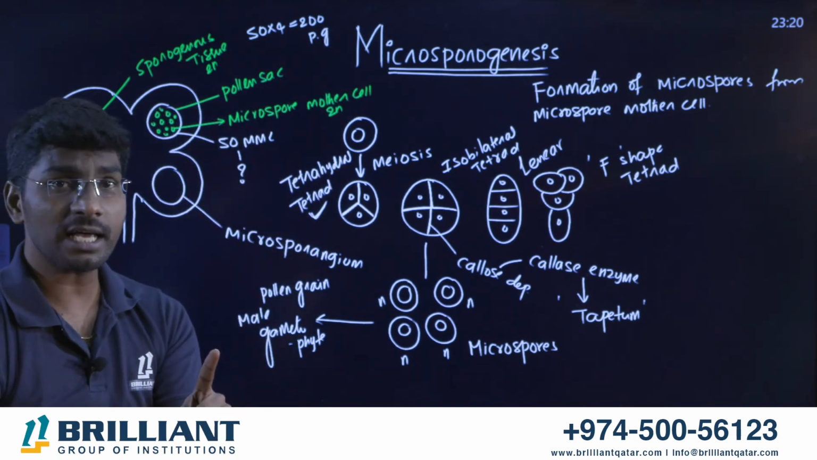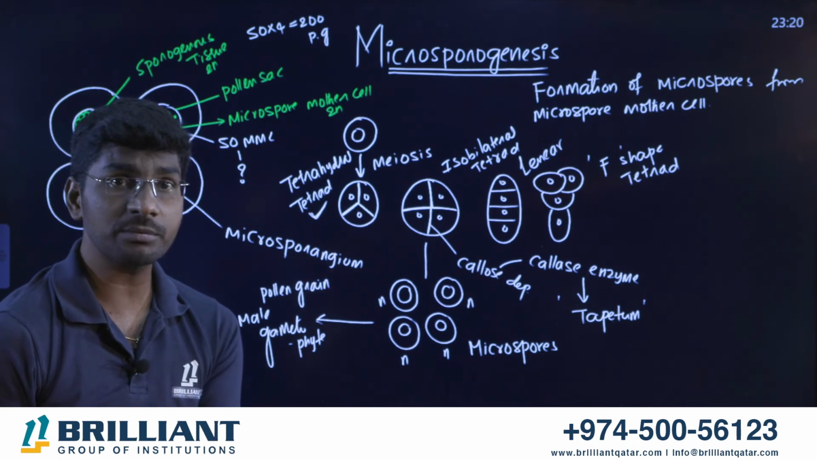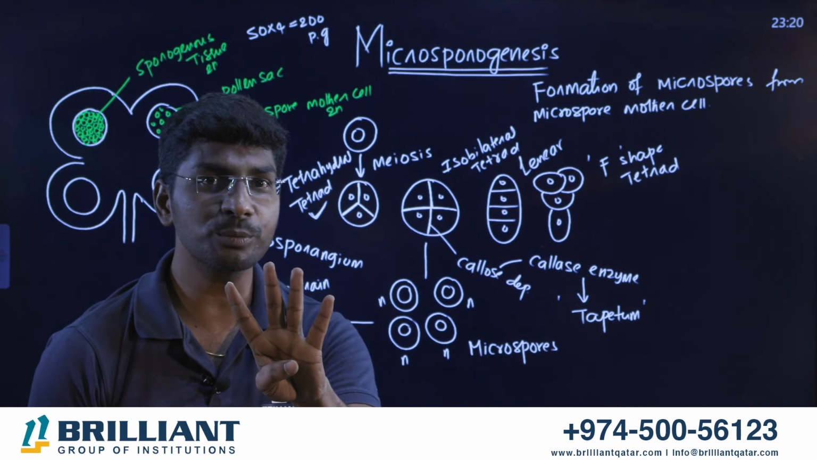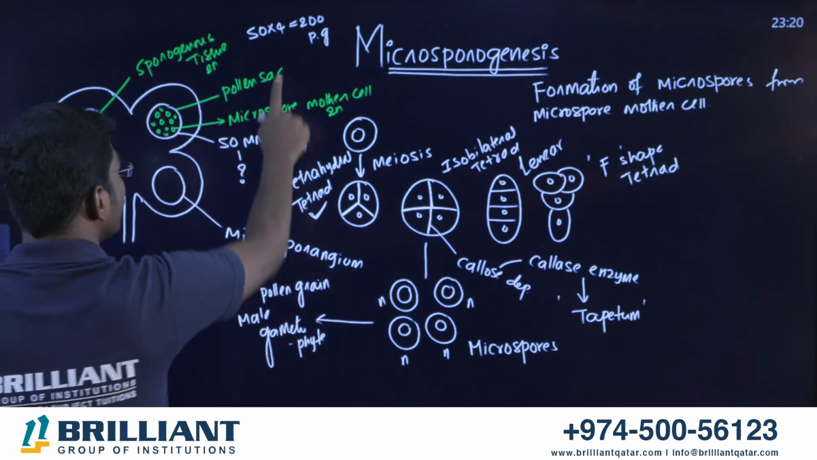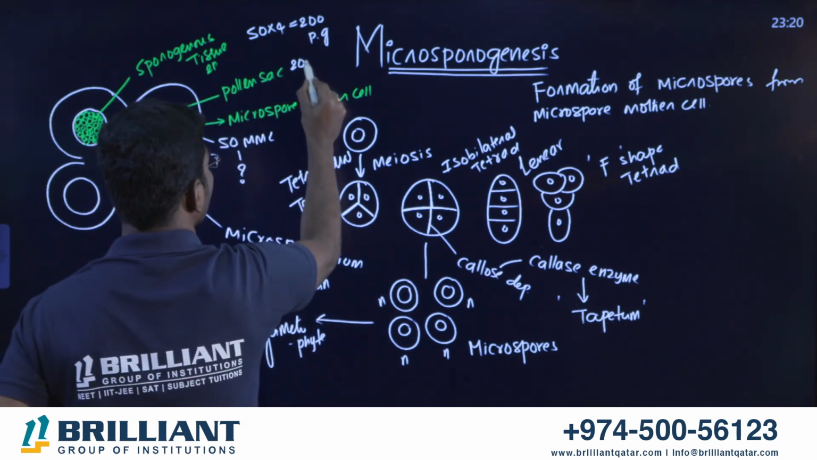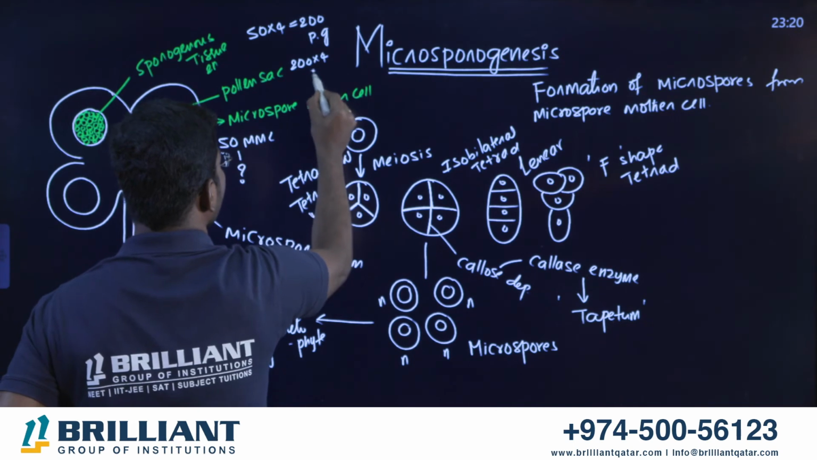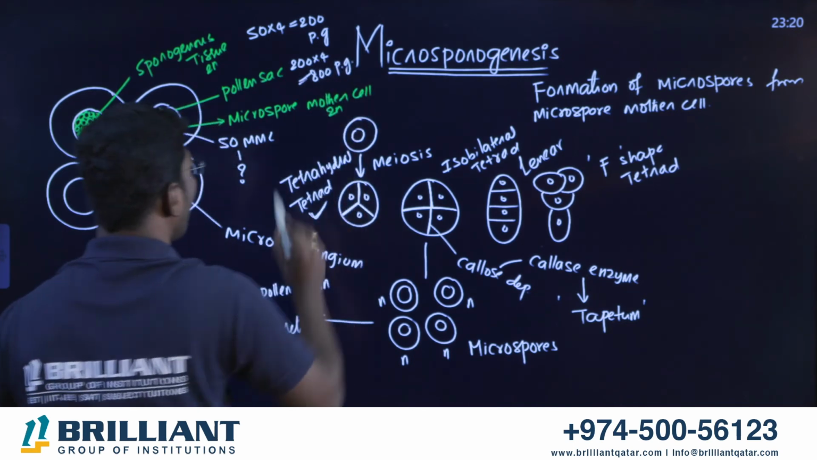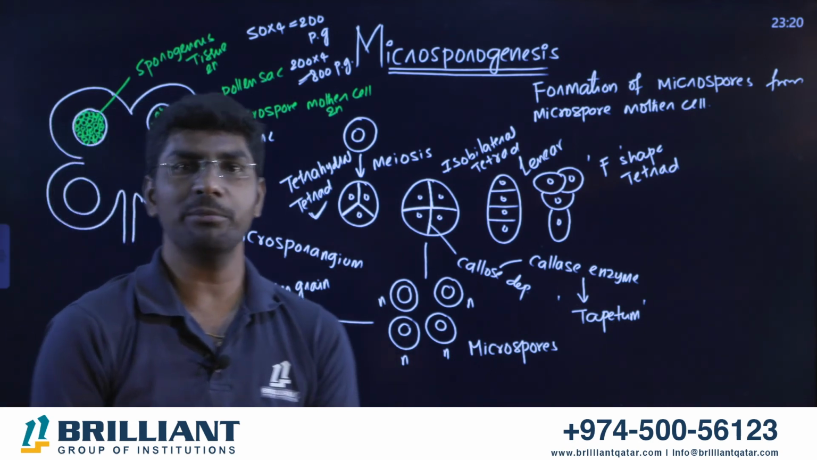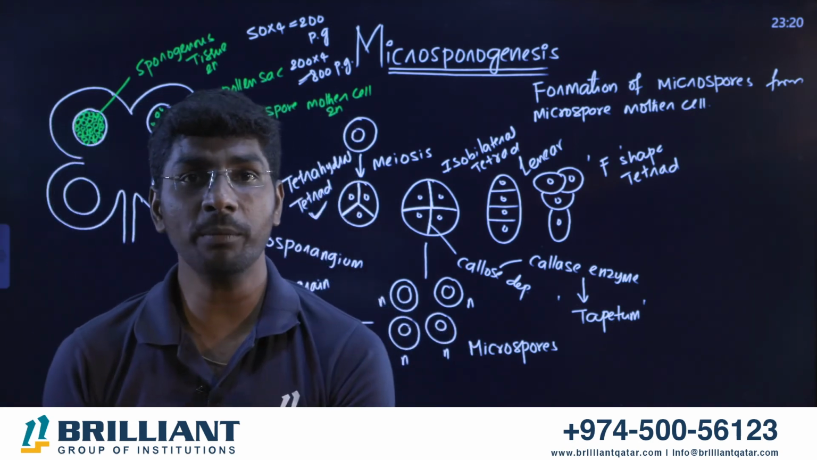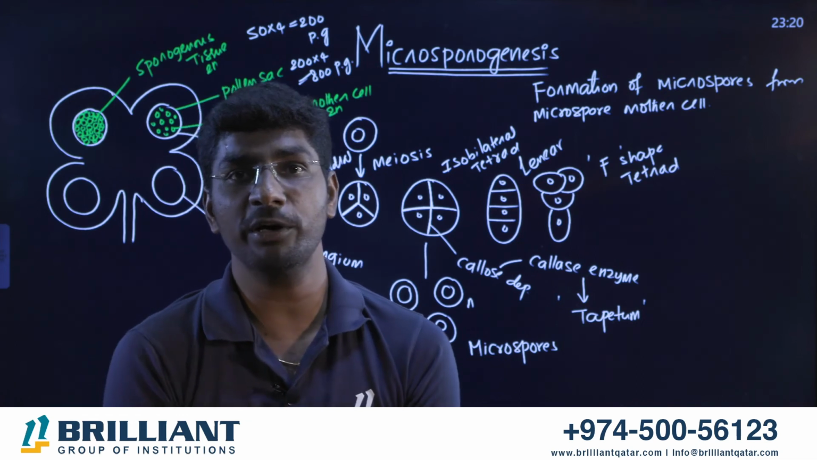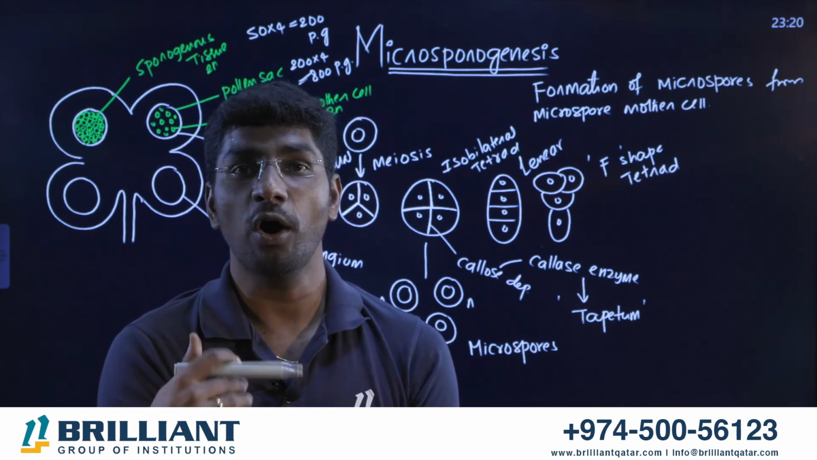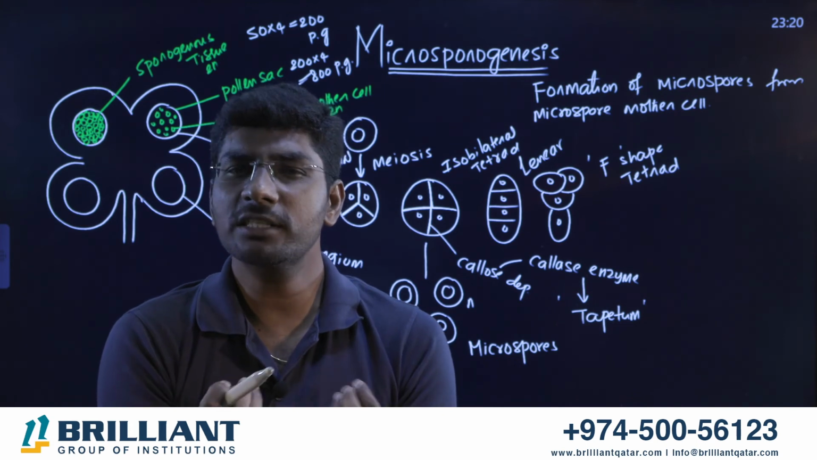In a dithecous anther, how many microsporangia are there? In a dithecous anther, four microsporangia are there. That means 200 into 4. So the right answer is 800 pollen grains will form. Sometimes in the examination, they may ask how many pollen grains are required for the formation of 100 zygotes or 50 zygotes or 100 seeds. Now, we will discuss a small question.